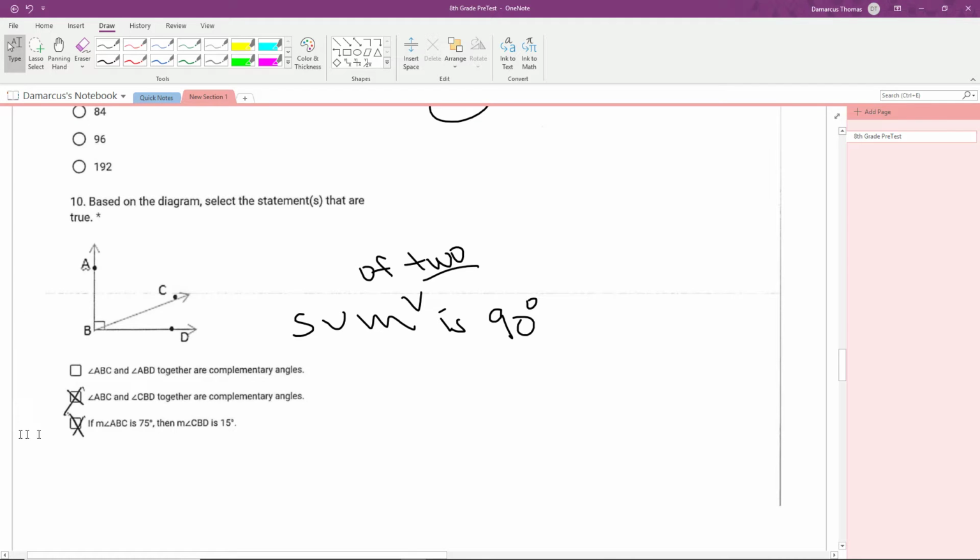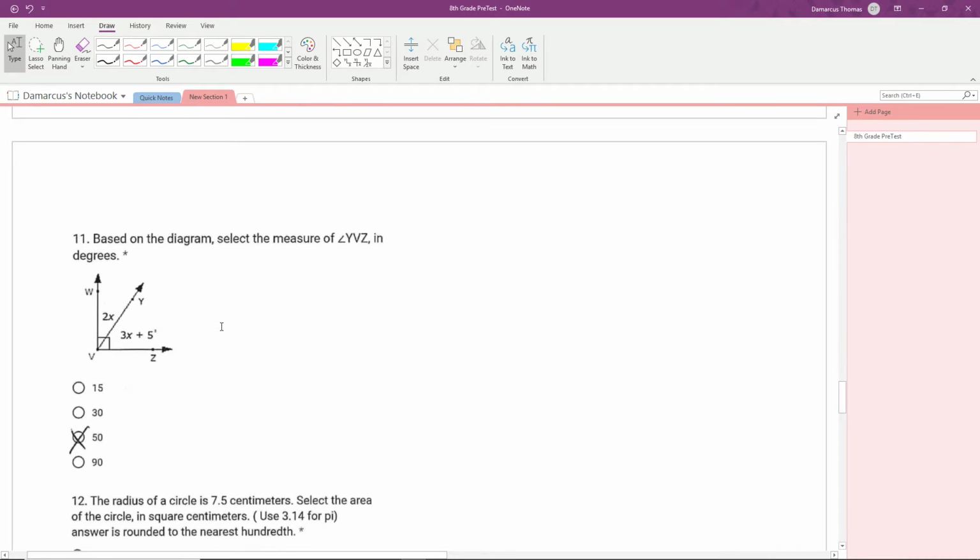But what about that last question? It says if the measure of angle ABC is 75, then CBD is 15. Well, that's true for sure because 75 plus 15 is 90, and we know ABD is a 90-degree angle.